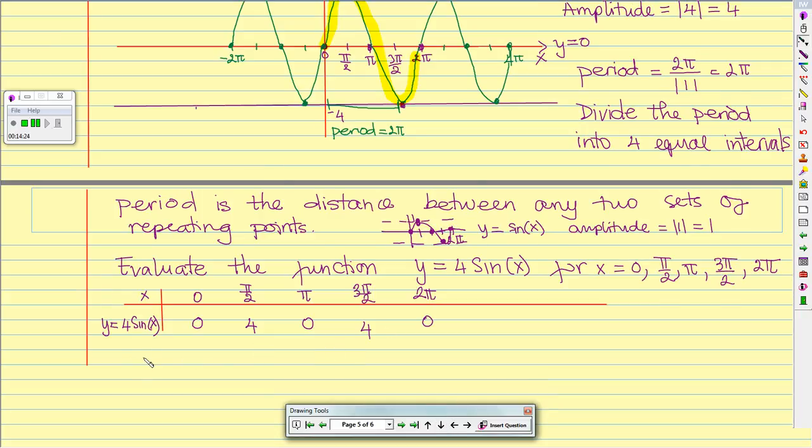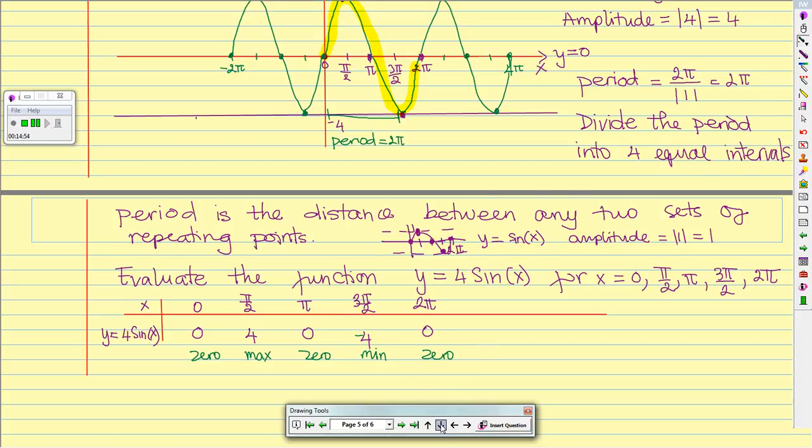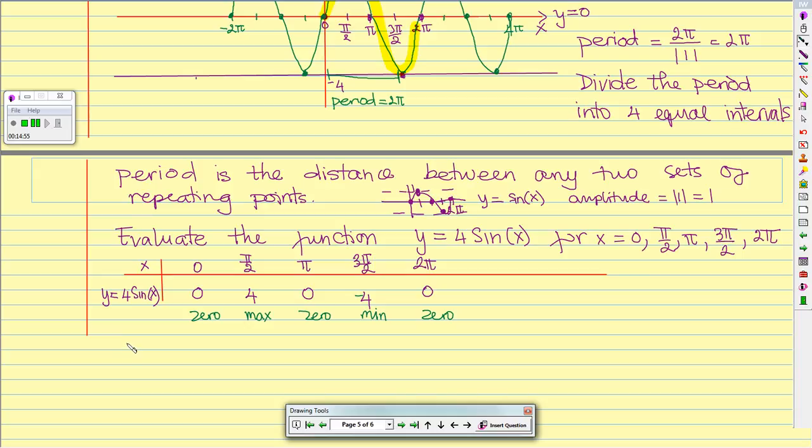So I can make a note right here that the pattern will be 0, max, 0, min, I'm so sorry, this is min, and then 0. So what we did in the last step was that after we graph one period, lastly we graph additional periods.